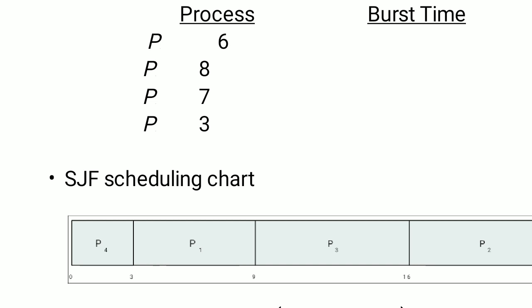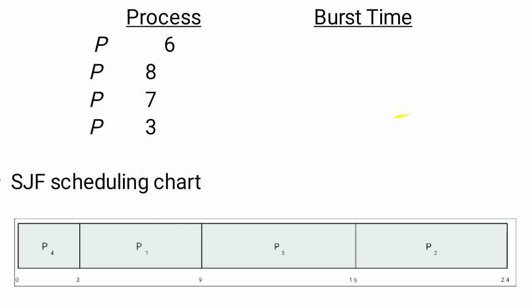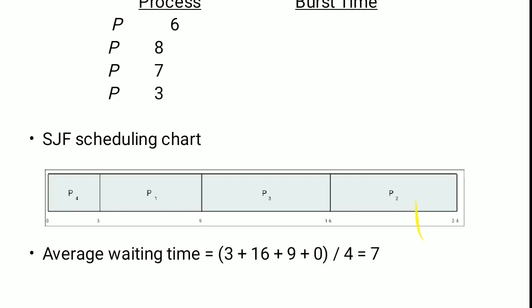P1 requires 6 seconds, so 3 plus 6 is 9. So 9 seconds will be reached after P1. P3 requires 7 seconds, so 9 plus 7 is 16, and P2 requires 8 seconds, so 16 plus 8 is 24. So this is how you can draw the Gantt chart.